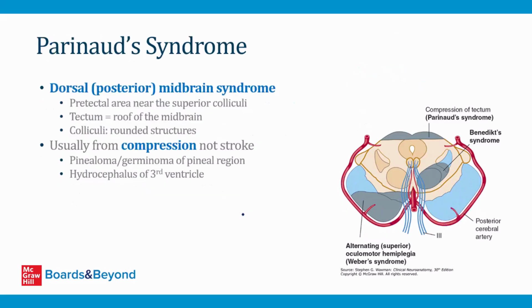Okay, and then our final midbrain syndrome we'll talk about is Parinaud syndrome. This is a dorsal or posterior midbrain syndrome. It occurs in this region back here. This region is called the pretectal area, and it's near the superior colliculi. Remember, these two bumps are the superior colliculi.